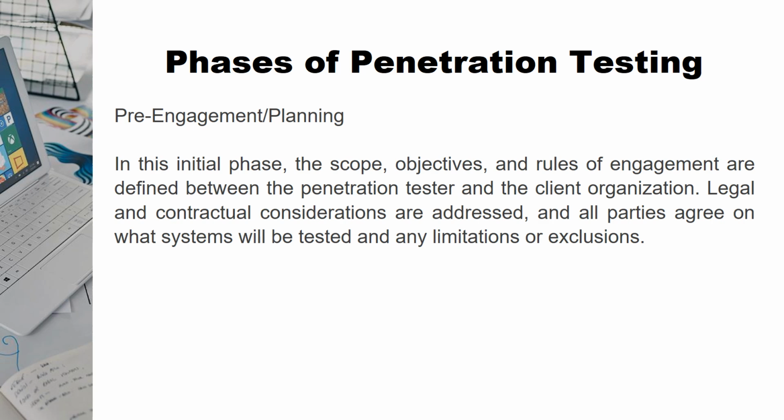Legal and contractual agreements are established to ensure that all activities are authorized and compliant with the regulations. For example, a company may decide to test only its public-facing web servers, excluding its internal database. This phase is crucial because it sets clear expectations and boundaries, preventing misunderstandings or legal issues later on.